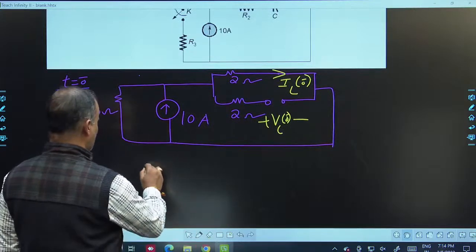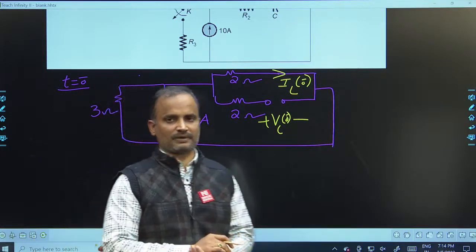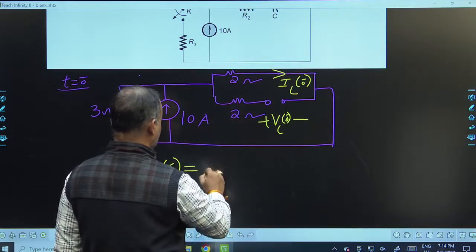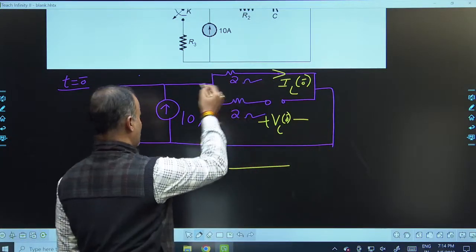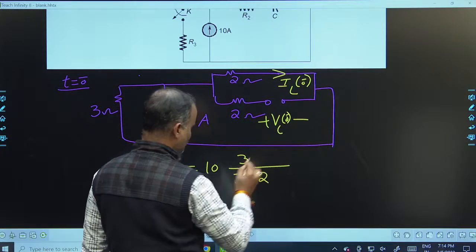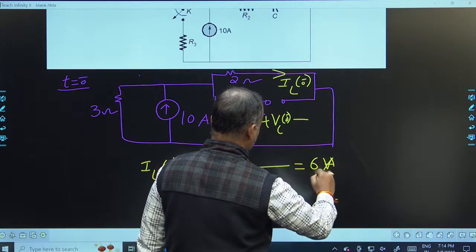Now to find this IL value, we can simply use the current division technique. The 10 amperes distributes into branch 1 and branch 2. Total current times the opposite resistor over the total. For this entire branch, what is the opposite resistor? It is 3. If you simplify this, the current is 6 amperes.